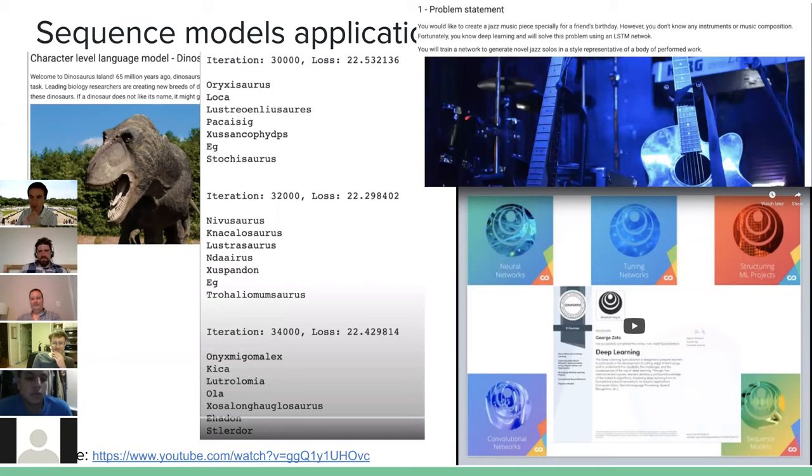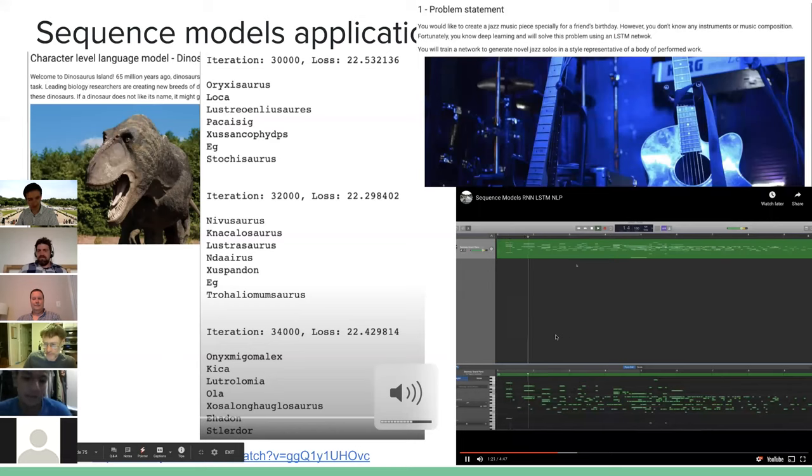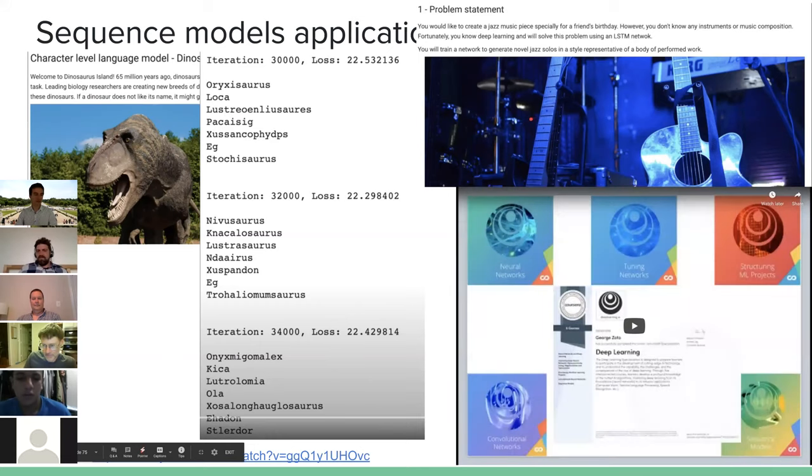Then another one was to train on predicting notes from a musical context. I think it was a jazz solo. And let's see what it predicted. That was from Andrew's class? That was from Andrew's class, yeah, the very last sequence. I vaguely remember there was an exercise in there where you coded your own jazz generator, right? Yeah. So it's not really jazz ready, but it has some vibes to it.